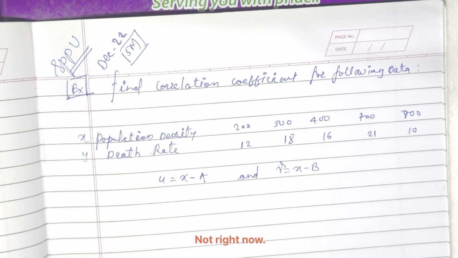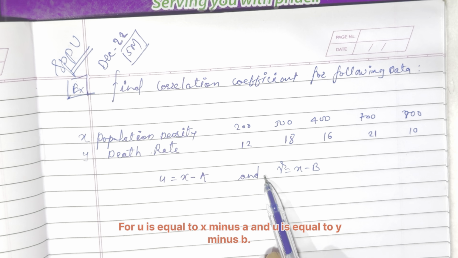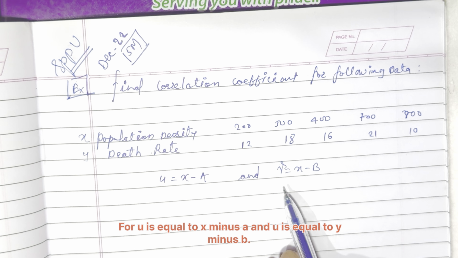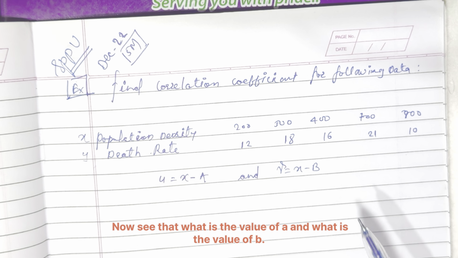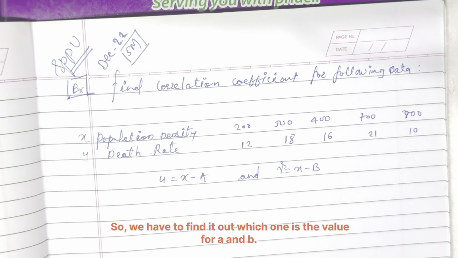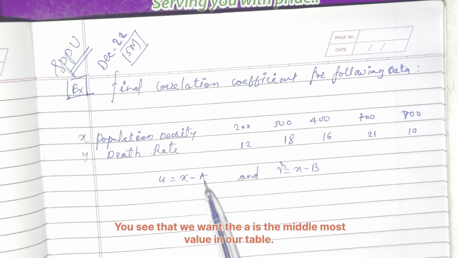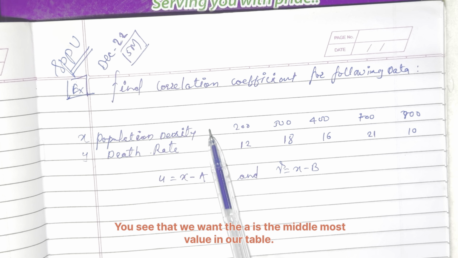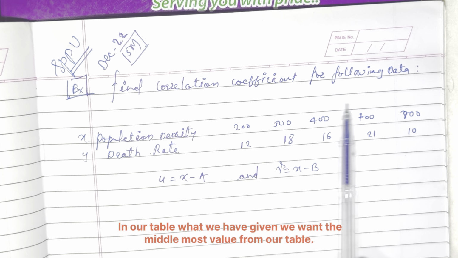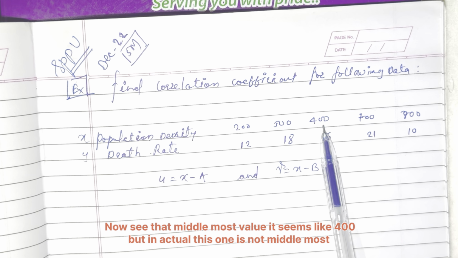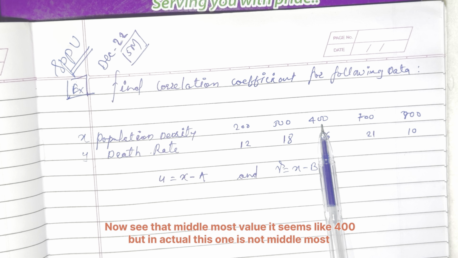Okay, not right now. For u is equal to x minus a and v is equal to y minus b, we have to consider a and b over here. Now see what the value of a and the value of b is. We have to find which values to take for a and b. Here a should be the middlemost value in our table. Now the middlemost value seems like 400, but in actual fact this one is not the middlemost, guys.